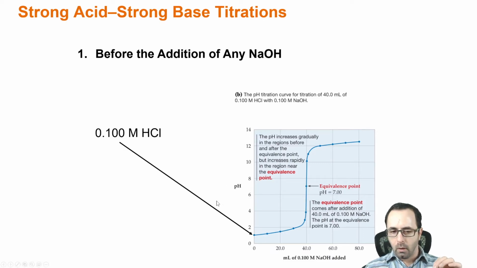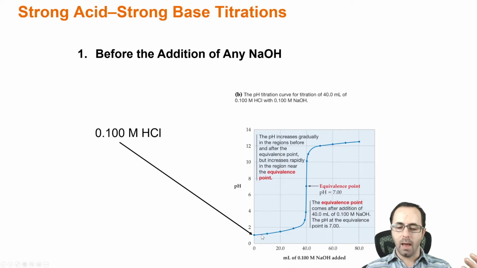So here, we're doing a titration: 40 milliliters of 0.1 molar HCl being titrated with 0.1 molar NaOH, strong acid, strong base. At the beginning of the titration, all we've got in the flask is 0.1 molar HCl. So this is the concentration of hydronium. The pH is the negative log of 0.1 molar, which is just 1. So the pH is 1 to begin with.